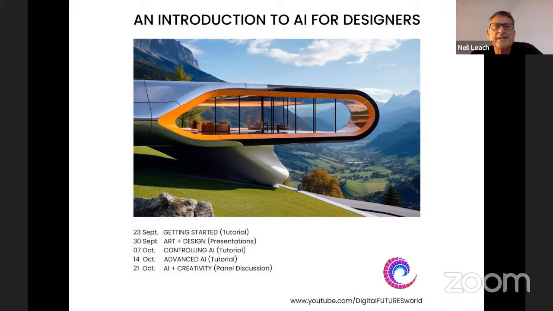Next week, we have a series of presentations looking at how AI is being used in a broad range of different areas, from the world of art to fashion design to car design and so on. Then we're moving back to tutorials with a session on controlling AI and then one on advanced AI, so gradually getting more and more advanced. And finally, we'll be finishing off with a panel discussion that includes some really extraordinary figures, including Patrik Schumacher, Daniel Bolojan, Wanyu He, and Ross Lovegrove.